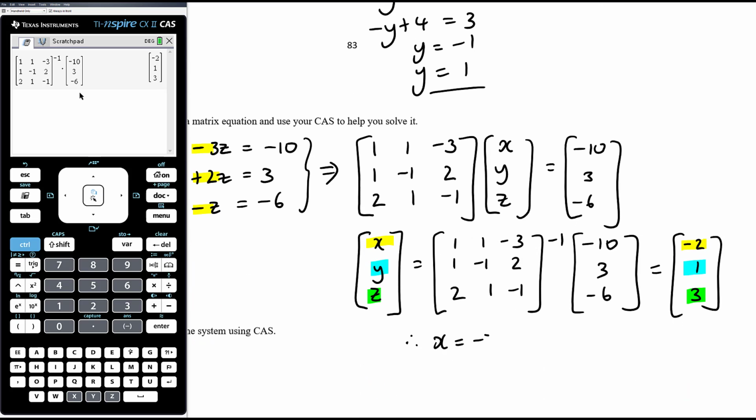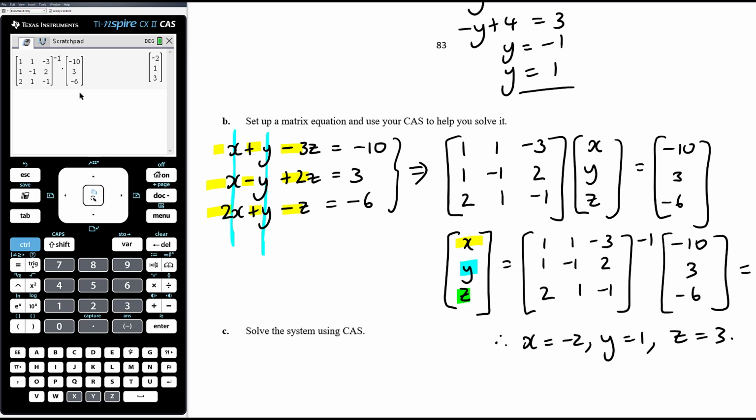Therefore, x equals negative 2, y equals 1, and z equals 3. However, because you need your CAS to do the 3 by 3 matrix work for you, there's no point in converting it to a matrix equation. However, I have seen multiple choice questions where the question is, here's a system of equations, which of the following options A, B, C, D, E, which of the following matrix equations represents this system of simultaneous equations, and vice versa.